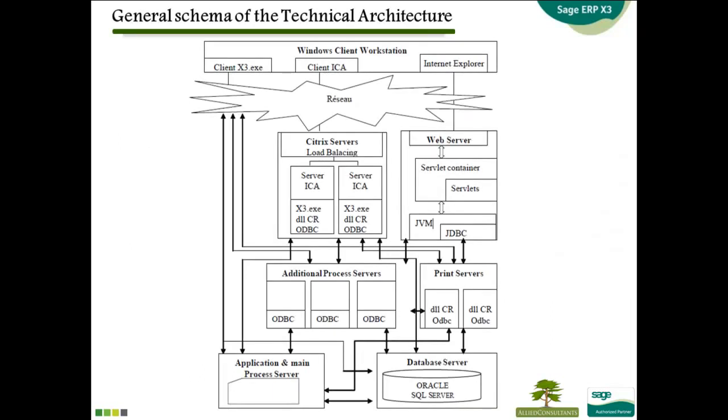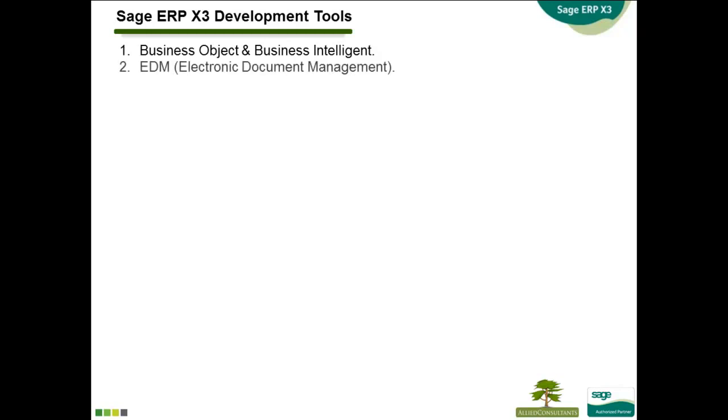This is the technical architecture schema. On the top of the diagram, we have clients which are connected to the Sage ERP X3 using the network. They are connected to Citrix servers, web servers, print servers, additional process servers, application and main process servers, and database servers. All the servers are interconnected with each other. For the development, we have to use business object and business intelligence. Then electronic document management. Crystal Reports are used for the reporting purposes.